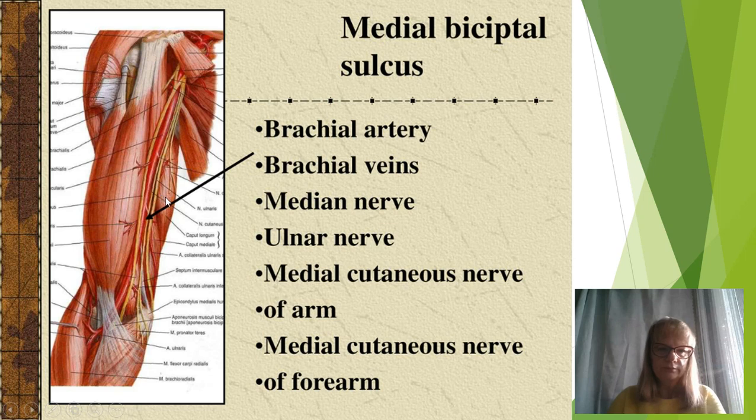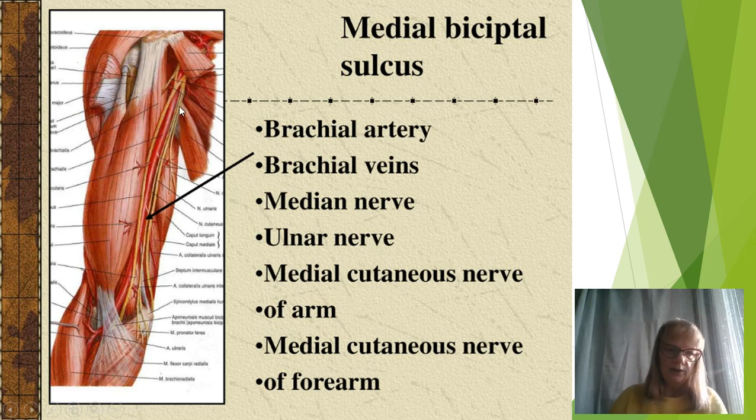Median nerve. Next one here, this one which goes to the middle aspect of the elbow, the ulnar nerve. And there are more nerve structures, one here and one more here. This one will be the medial cutaneous nerve of the arm, and this one the medial cutaneous nerve of the forearm. This nerve innervates skin just on the brachium, and this one goes to the medial aspect of the antebrachium.